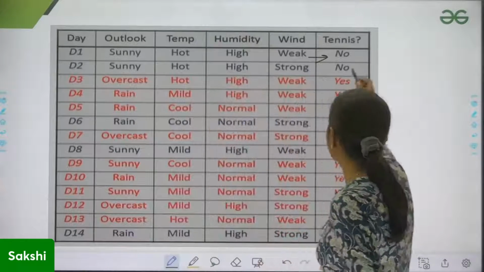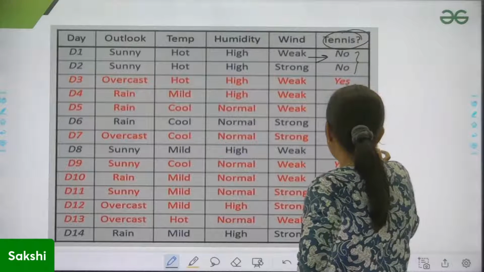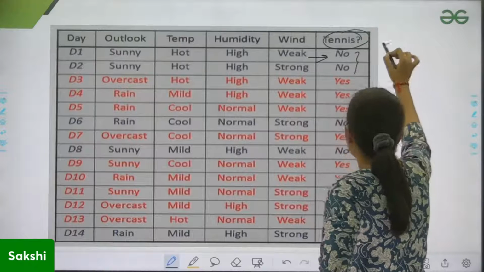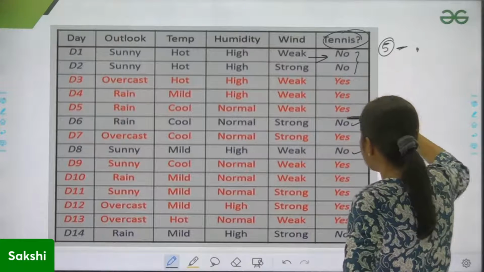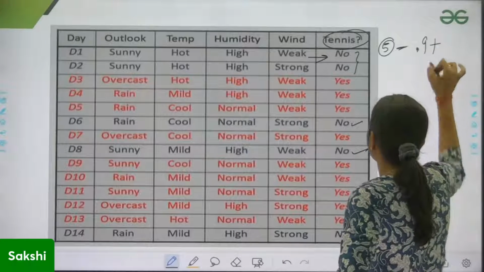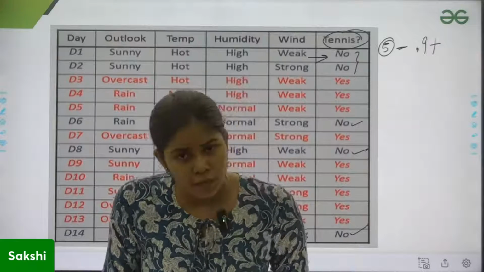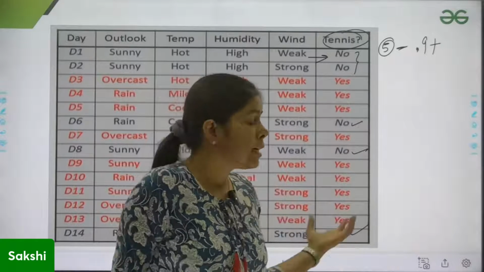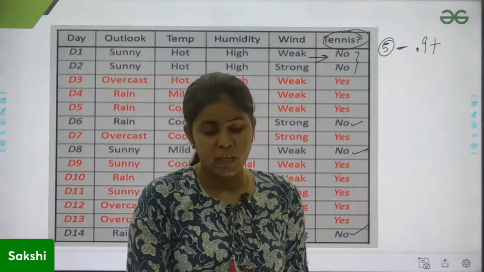So you can see that for playing tennis, in this we have 1 no, 2 no, 3 no, 4 no, 5 no. So in this we have 5 no, and how many yes? 1, 2, 3, 4, 5, 6, 7, 8, 9. 9 yes. On the given 14 days, on 5 days the player is not playing tennis, and on 9 days the player is playing tennis. So we have this data set.